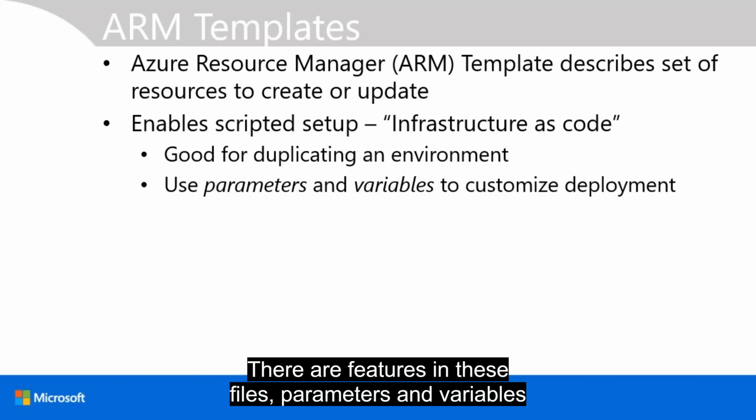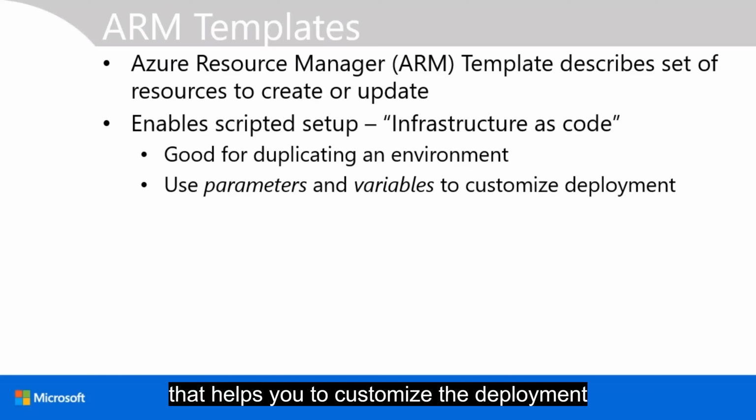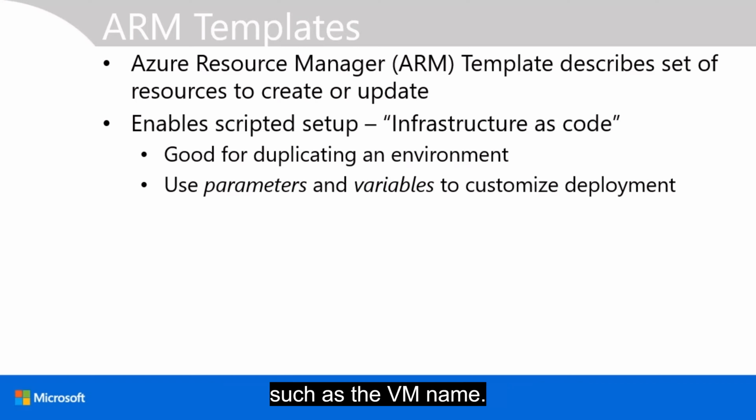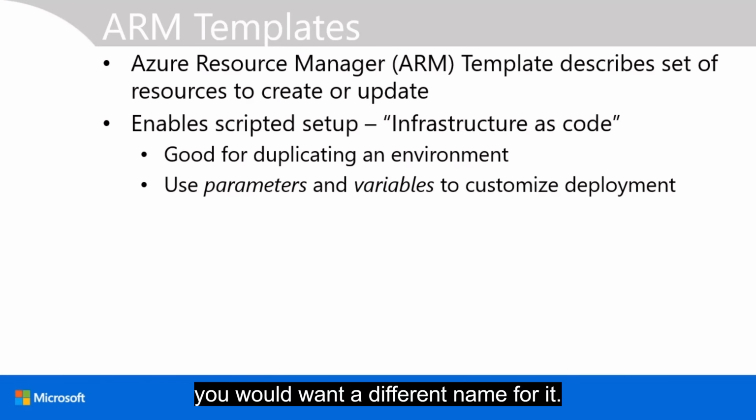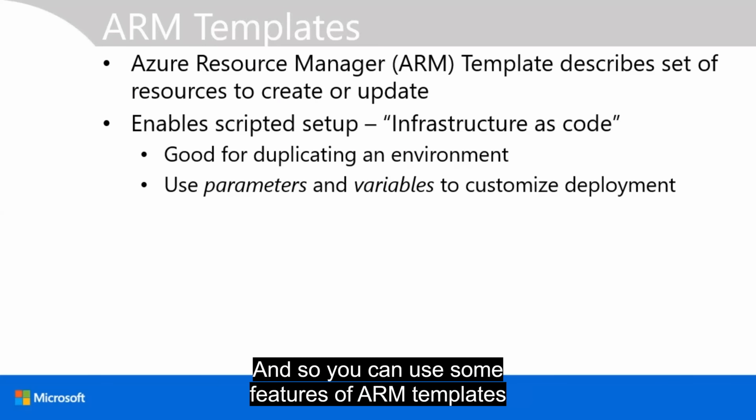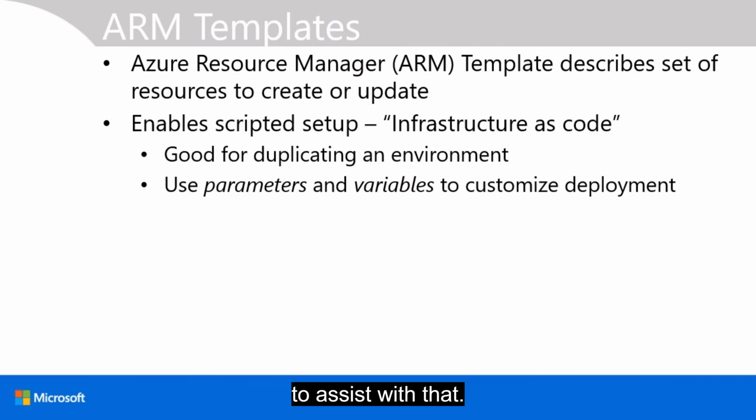There are features in these files, parameters and variables, you'll see in the example coming up. It helps you to customize the deployment so you can change things such as the VM name. If you're going to create a VM in a different region, you would want a different name for it. So you can use some features of ARM templates to assist with that.